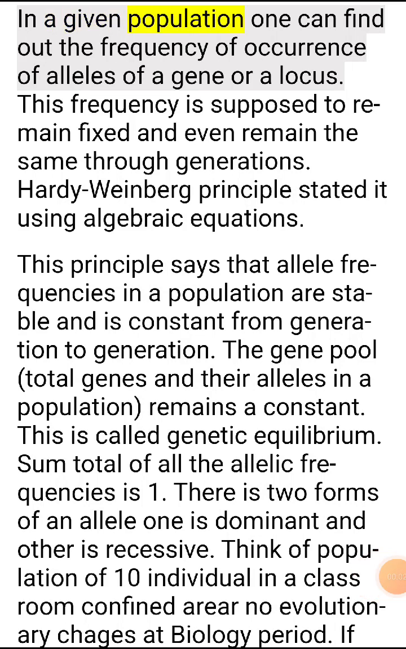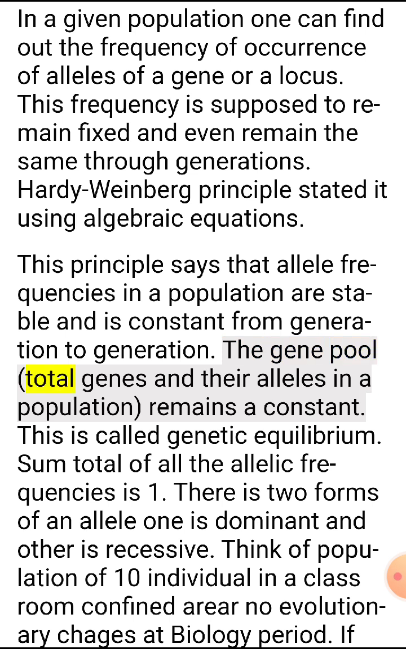In a given population, one can find out the frequency of occurrence of alleles of a gene or a locus. This frequency is supposed to remain fixed and even remain the same through generations. The Hardy-Weinberg principle stated it using algebraic equations. This principle says that allele frequencies in a population are stable and constant from generation to generation.